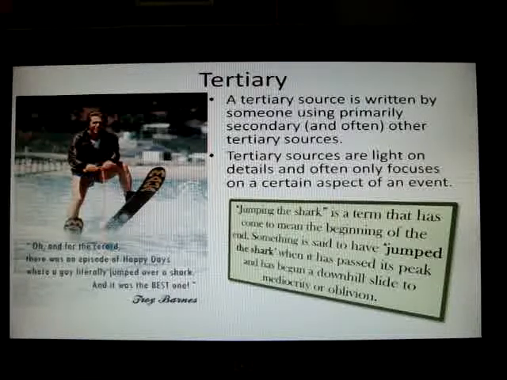Oh, and for the record, there was an episode of Happy Days where a guy literally jumped over a shark, and it was the best one. Trey Barnes. Trey Barnes thinks that was the best episode of Happy Days. Well, he doesn't understand the term jumping the shark.